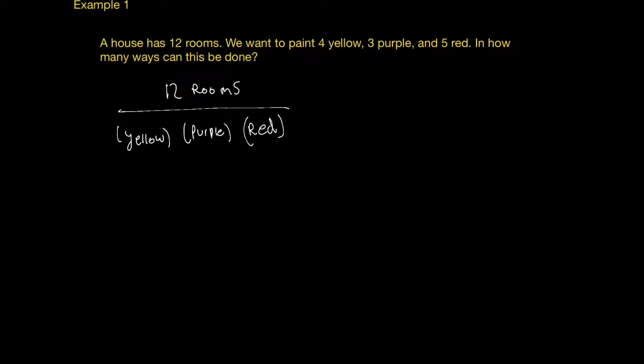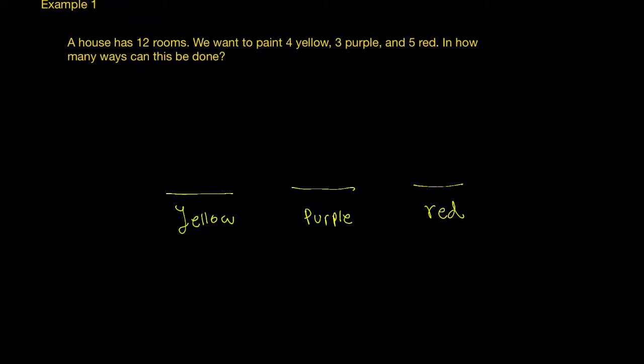So here, let me do it so you can follow along. And I drew these placeholders to aid me in the explanation. So for yellow, I have 12 rooms, and I want to choose 4 of them to be yellow. Once I paint 4 of my rooms in yellow, it should be obvious that now I have 8 rooms remaining, and out of those 8 rooms, now I want to paint 3 of them purple. So we get 8 choose 3 possibilities.